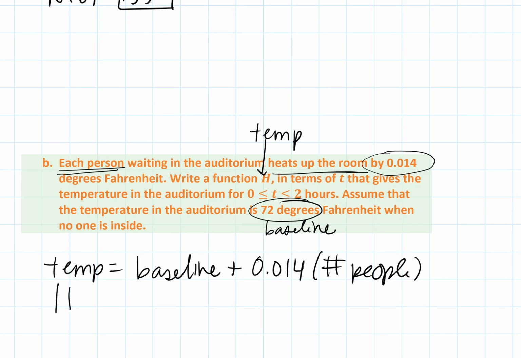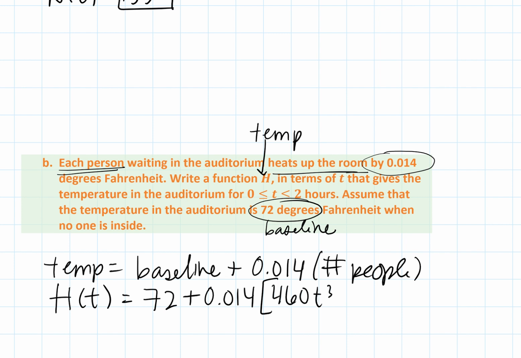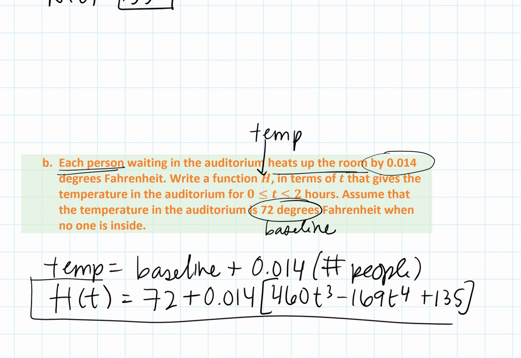So our new function, the temperature, h of t, is our baseline, 72 degrees, plus 0.014 times the number of people, which is just that old function: 460t cubed minus 169t to the 4th plus 135. Again, put it in standard form if you wish, or this is actually enough. It does help to double check your equation in words. Temperature would be baseline plus additional. That makes sense because people are heating it up, times the number of people. Yep, this makes sense.